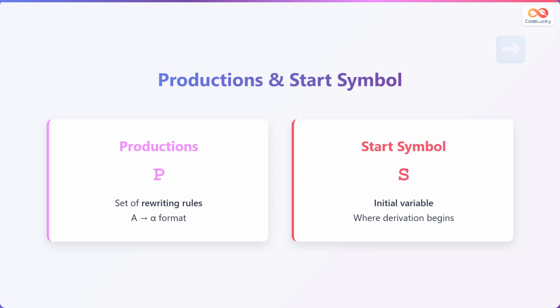Finally, S denotes the start symbol. This is the initial variable from which all derivations begin. It is the starting point for generating strings in the language defined by the grammar.